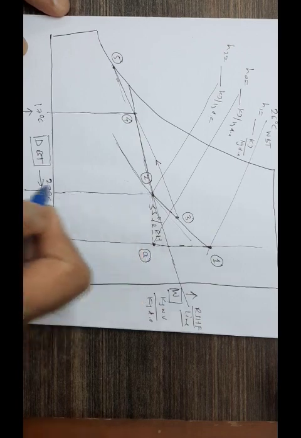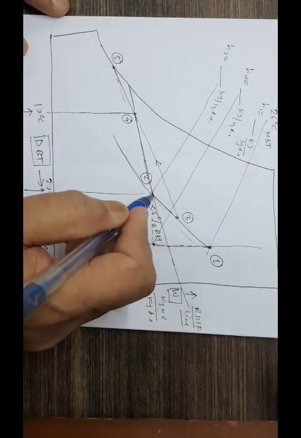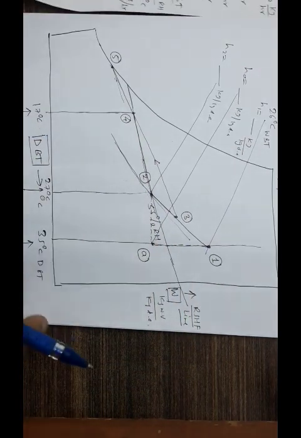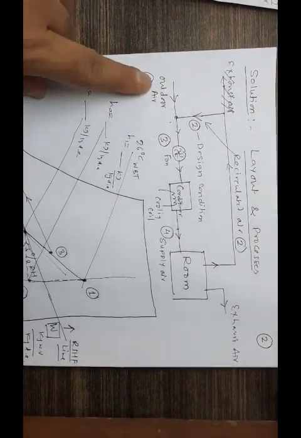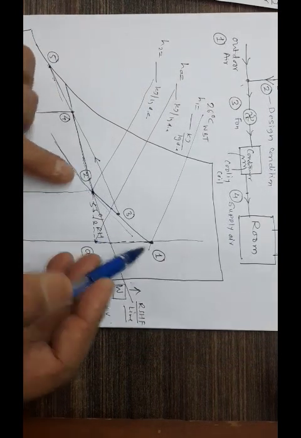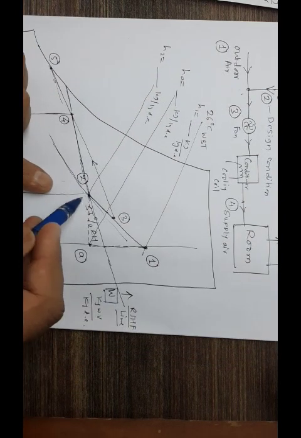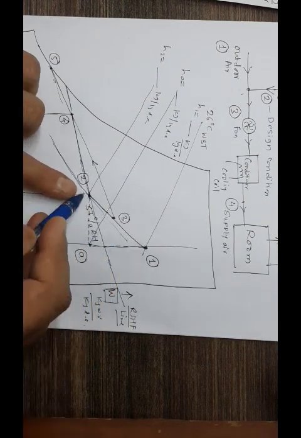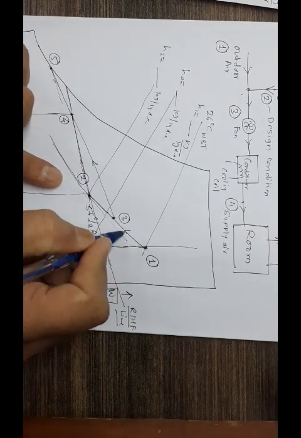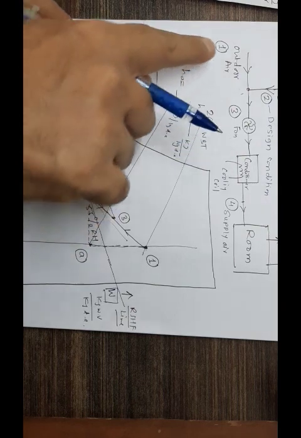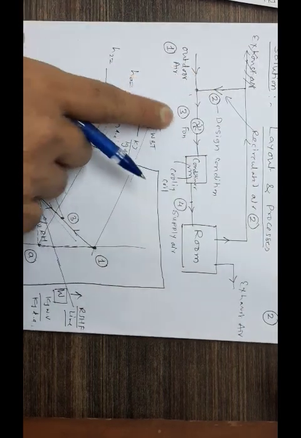On this, the intersection of this line with this one gives you point number 2. So what are we doing here? We are mixing up 1 with 2, 1 plus 2. We have located point 1, we have the second point here, and we are mixing 1 with 2. Ultimately that will give you point 3. 1 plus 2 gives you 3.